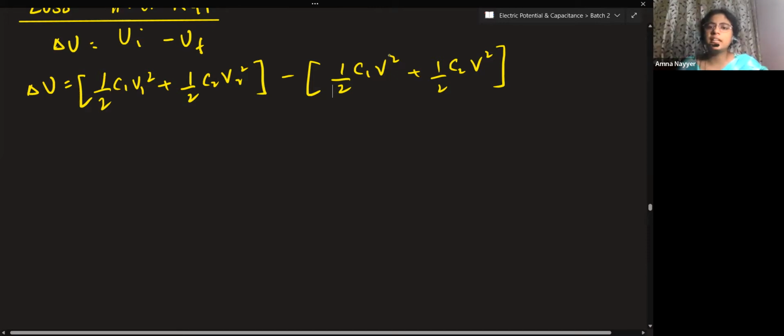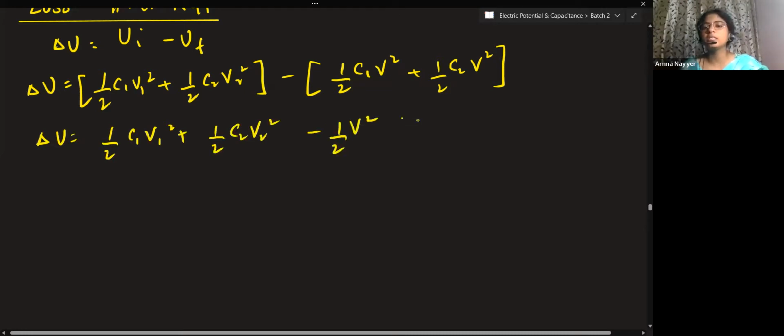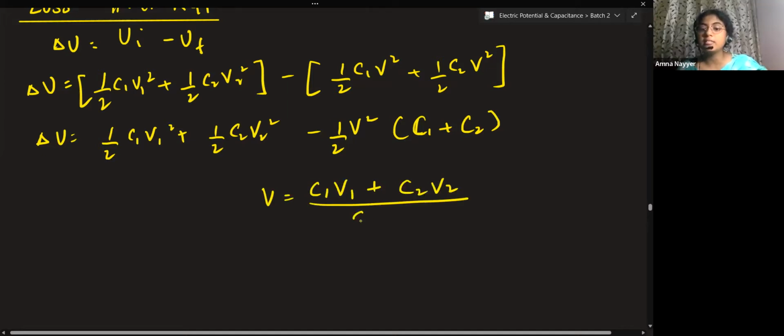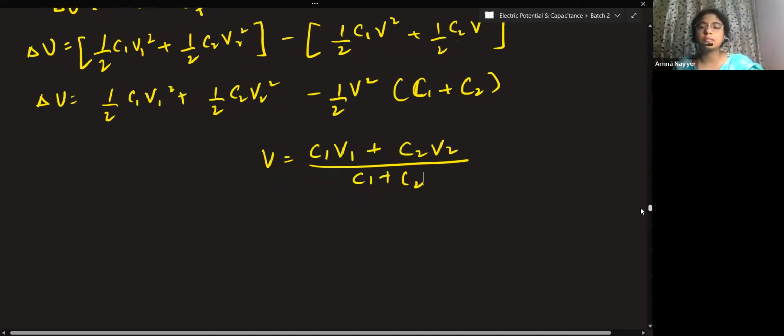From here, first let us take half V square common. This will be half C1 V1 square plus half C2 V2 square, and let's take half V square common, so we are left with C1 plus C2. Why? So that we can easily put the value of the common potential. The common potential is C1 V1 plus C2 V2 divided by C1 plus C2. Remember, you can get questions directly on common potential as well. Otherwise, it is used in this manner.